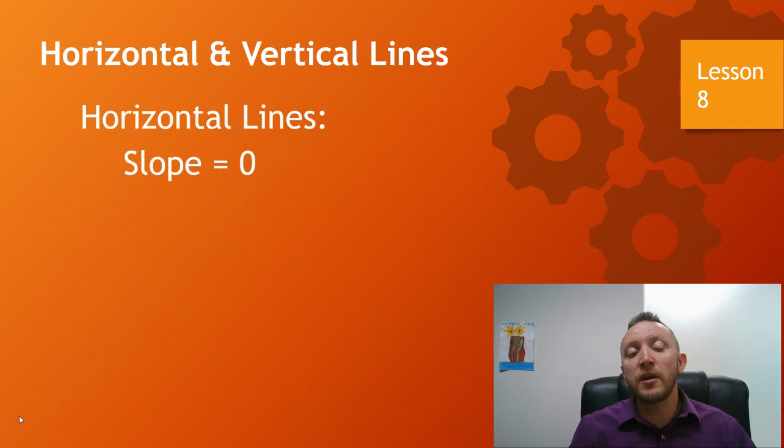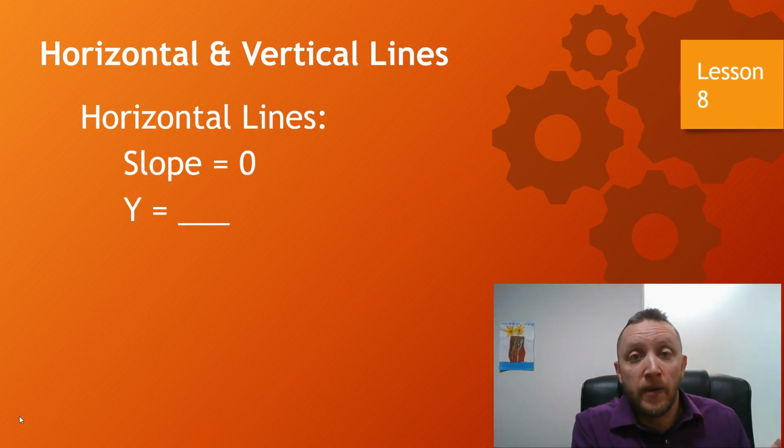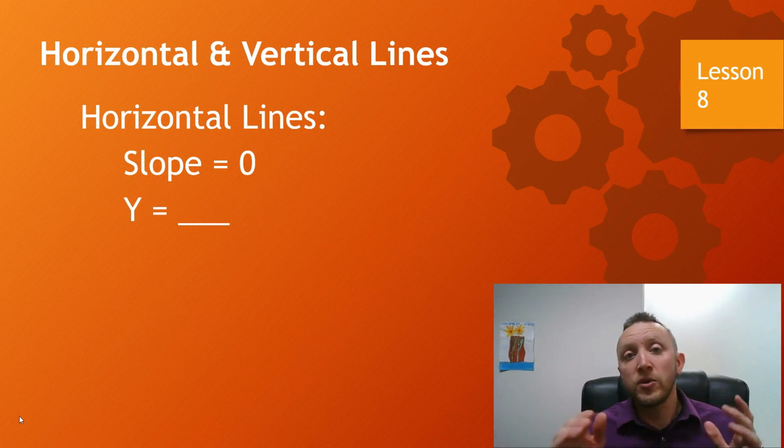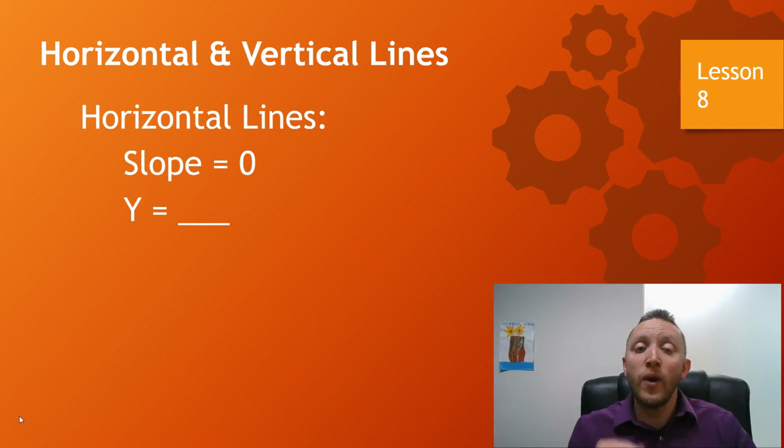So just remember, as a review, horizontal lines always have a slope of 0. And they're always in the form y equals something. Okay, so in your notes, write down horizontal lines, slope equals 0, y equals blank. And if it crosses the y-axis at 4, it'd be y equals 4.